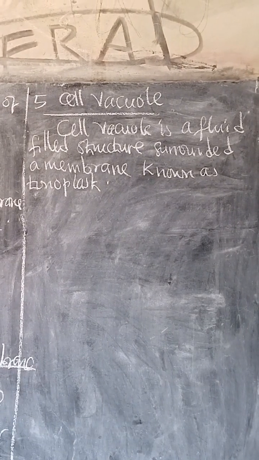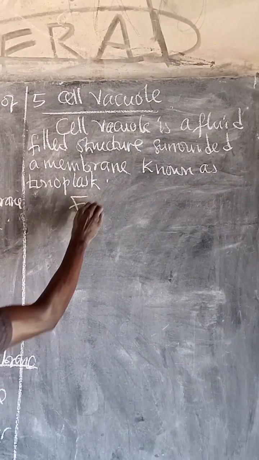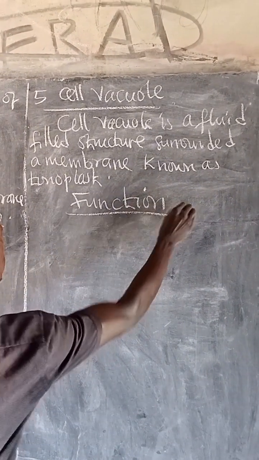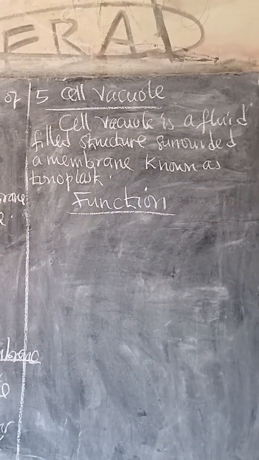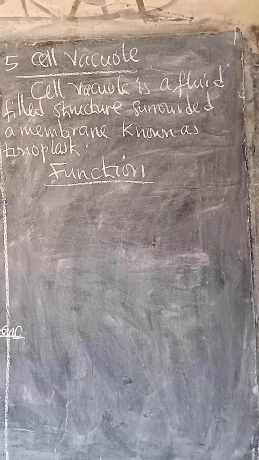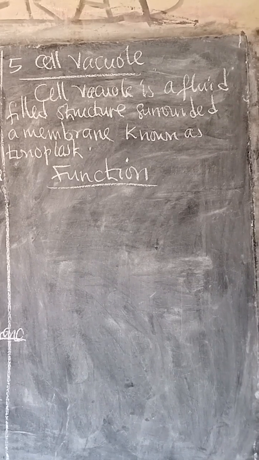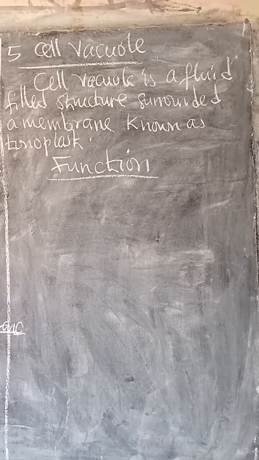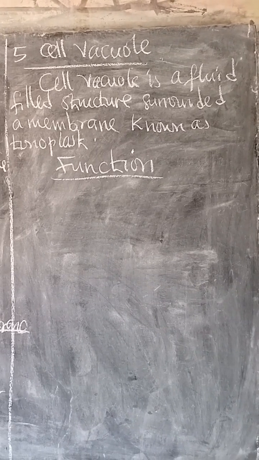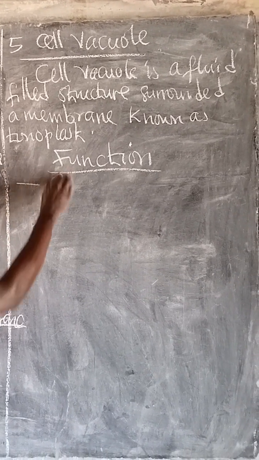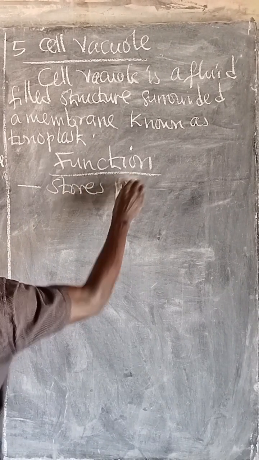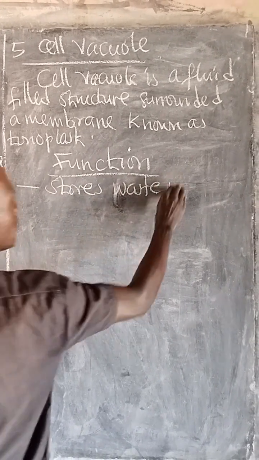But what is the function of this cell vacuole? When you look at the vacuole of the cell, it plays a number of functions, just like any other organelle of the cell. One of the importances of the cell vacuole is that it stores waste materials of the cell.